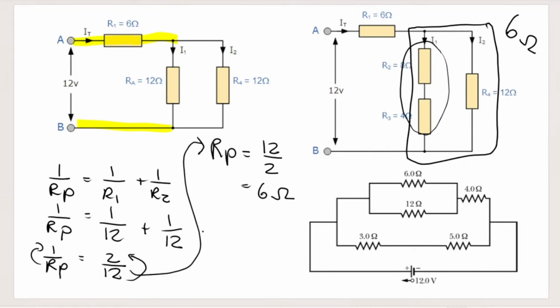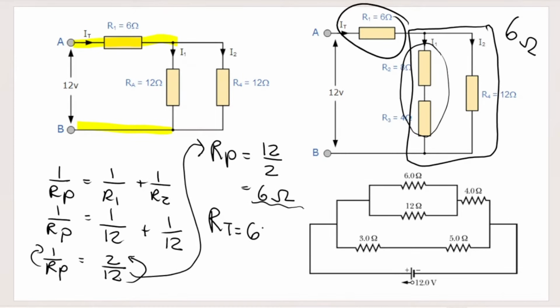That's what that means. Therefore, the total resistance, R total, is that 6 ohms, which I just calculated, which is the parallel stuff, plus this one. So 6 plus 6. It's a lot of 12s, but it ends up being 12 ohms.